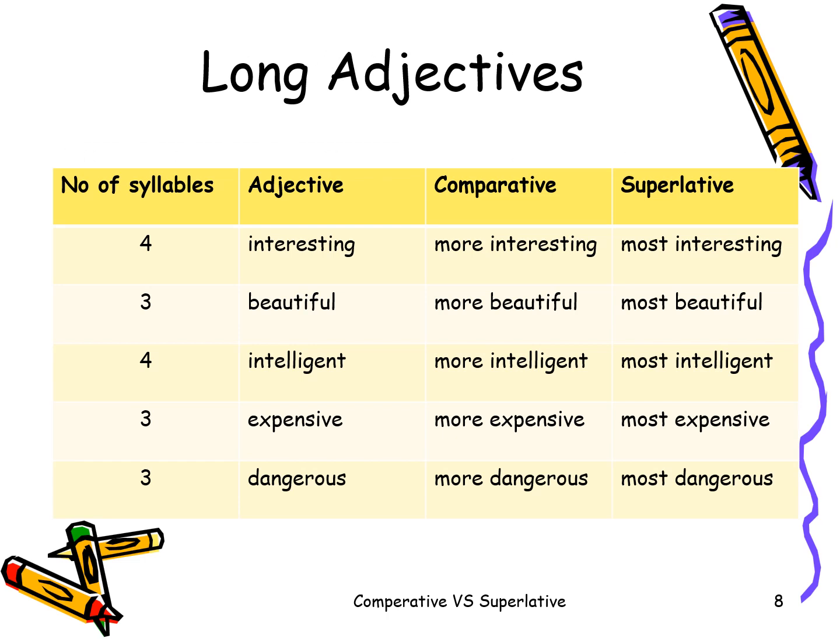Okay, let's look at the long adjectives. The first example is interesting. It has four syllables. If you want to use it in a comparative sentence, we can say more interesting, and superlative is most interesting. Beautiful, it has three syllables. More beautiful and most beautiful. Intelligent has four syllables. We can say more intelligent and most intelligent. Then we have expensive. It has three syllables. We can say more expensive and most expensive. And then dangerous. We have more dangerous and most dangerous.